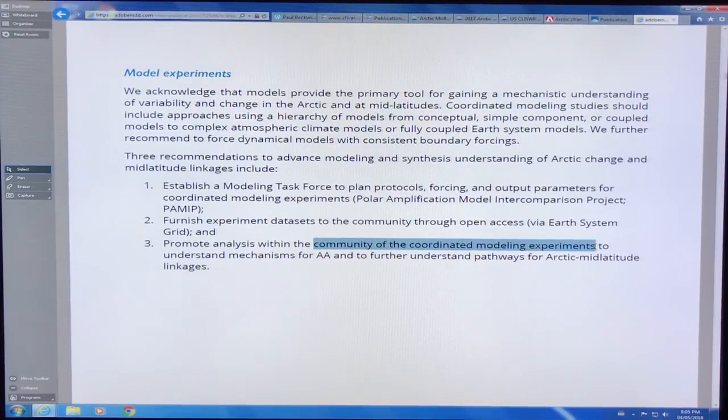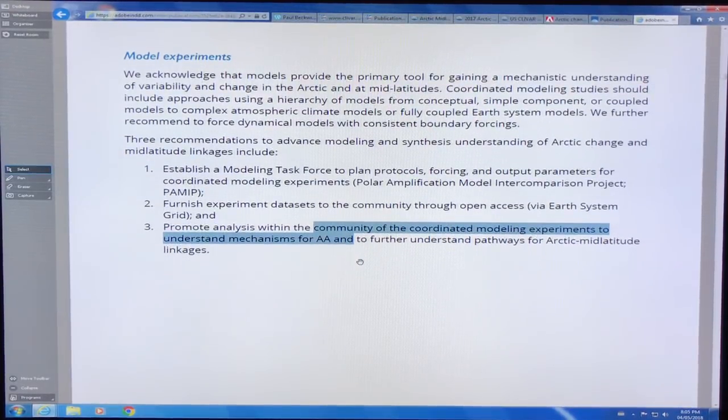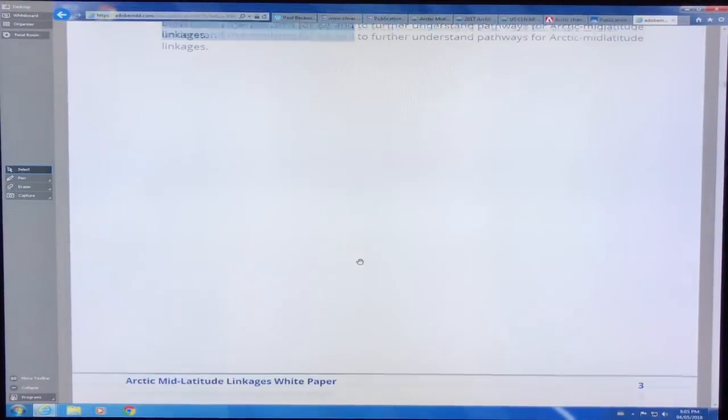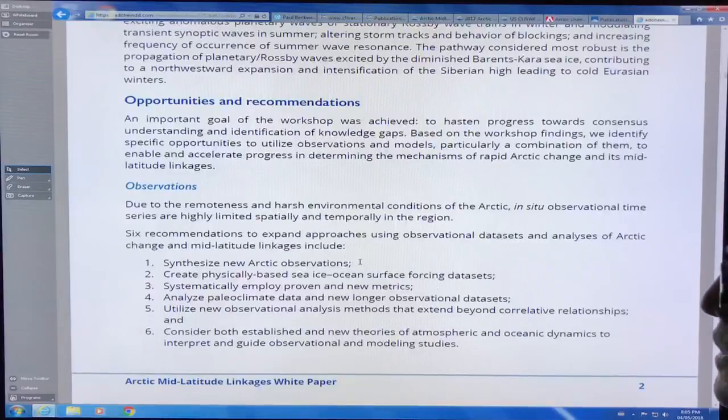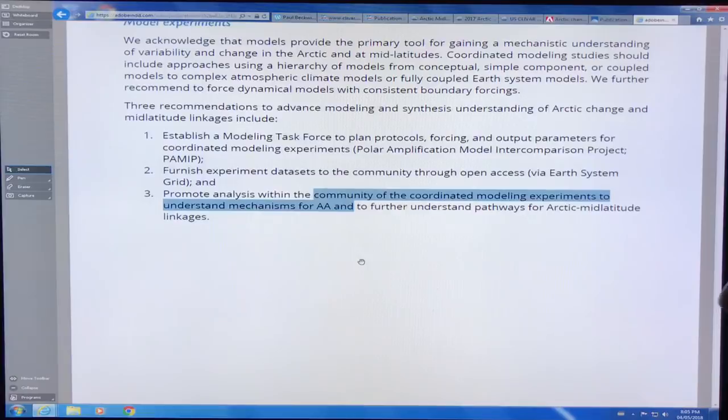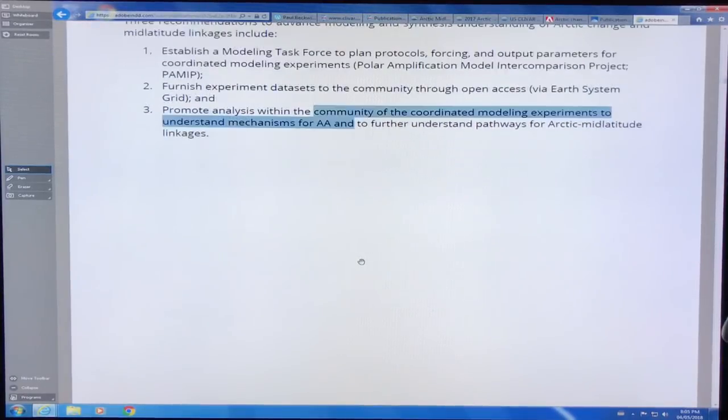Have the modelers focus more on what's going on in the Arctic. Why is Arctic amplification occurring, and how is it linking to mid-latitudes? Okay, so basically those are the things that the paper is recommending.